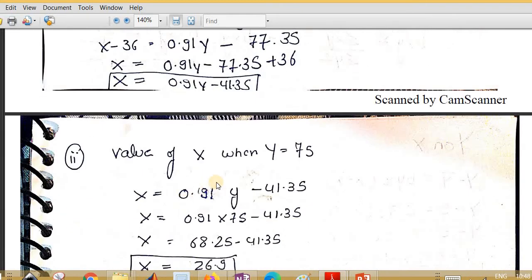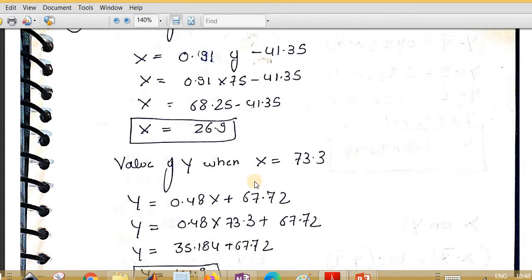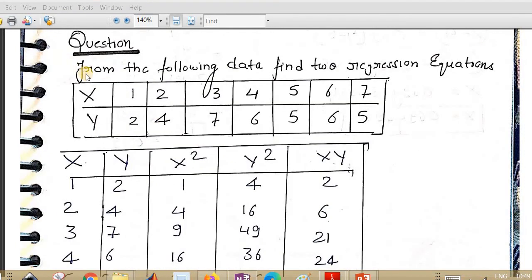Second thing, they want to ask some special value: the value of x when y equals this, and the value of y when x equals this. So this is one type of this question. So see the next question.